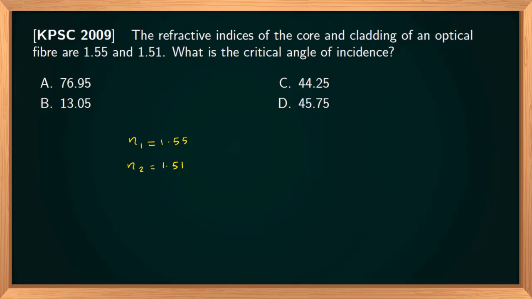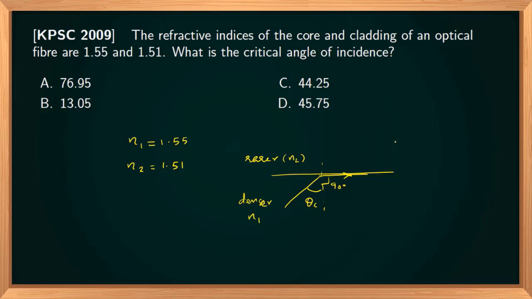Now what is the critical angle? The critical angle is the minimum angle required for total internal reflection. When light enters from a denser medium to a rarer medium, like the core in an optical fiber, denser medium to rarer medium, the denser medium has refractive index N1 and the rarer medium has refractive index N2. If the angle is equal to the critical angle theta c, then the light will just start to reflect into the denser medium, and the angle of refraction will be 90 degrees.